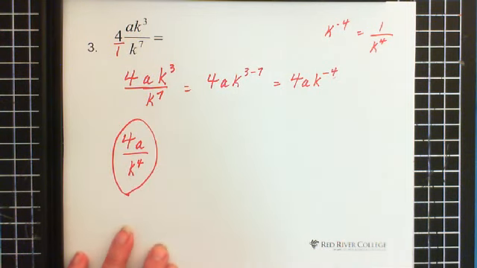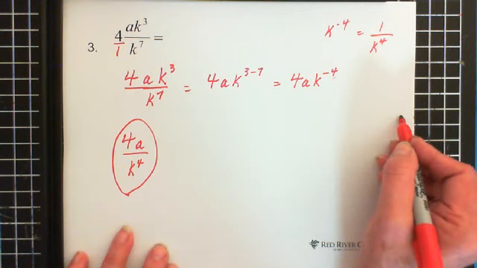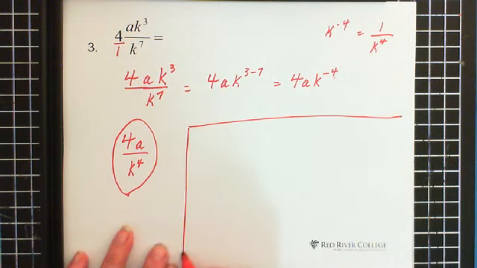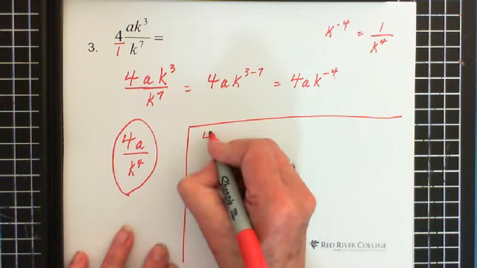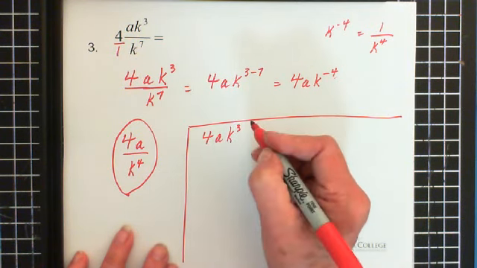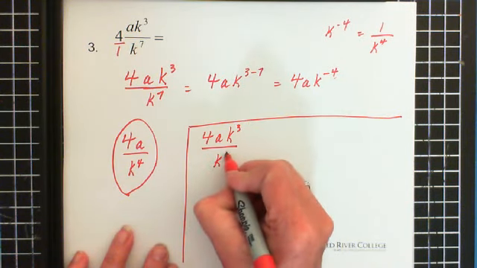There is another way of approaching this question, and I think I'm actually just going to walk through that right now. So let's walk through that alternate method. 4a k cubed over k to the 7. And if you don't like alternate methods, don't watch this.